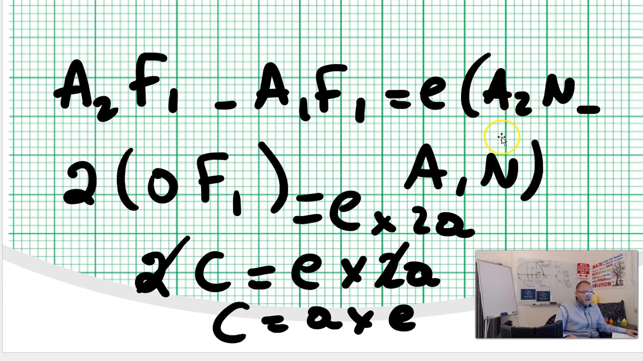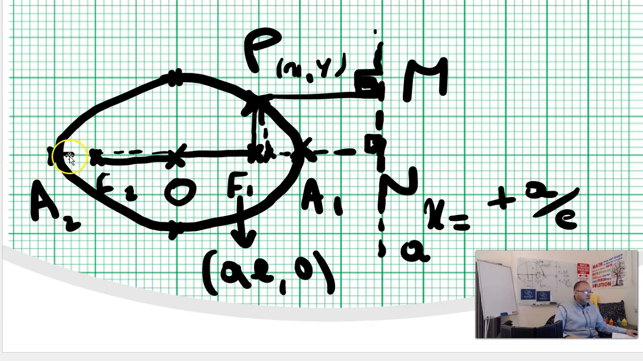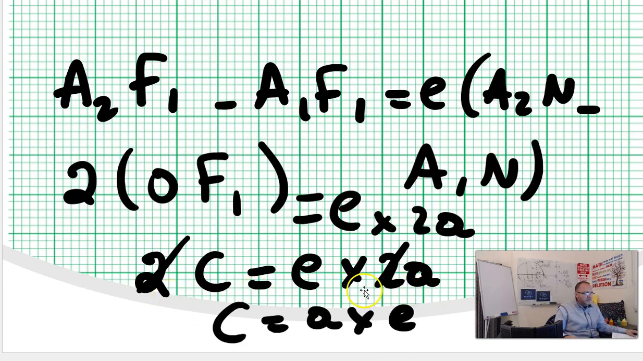A2N minus A1N. Look at it here. That's the whole focal diameter. That's 2a. Look at it. A2N, this whole thing here, from here all the way to N, minus A1N, this distance here, equals your 2a, your focal diameter. So 2c equals e times 2a, c equals a times e, okay? Or a times e is your c.